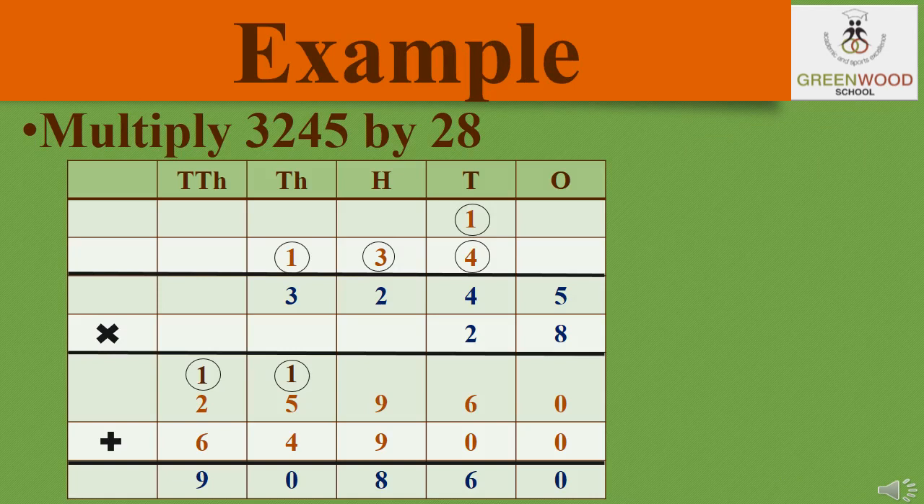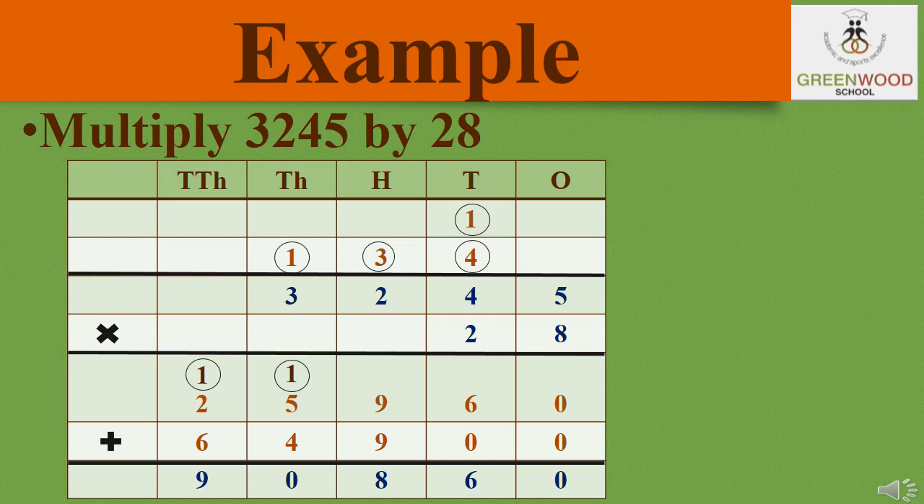Example. Multiply 3,245 by 28. Step 1. Multiply by ones. 8 5s are 40. So 0 will write down while the 4 will go on the head of tens place. 8 4s are 32. And 32 plus 4 is 36. So 6 will write down while 3 will go on the head of hundreds place.